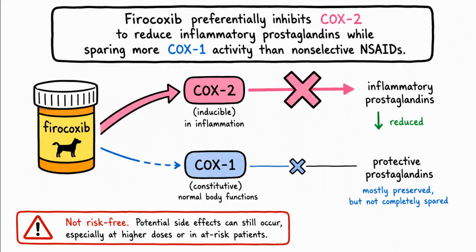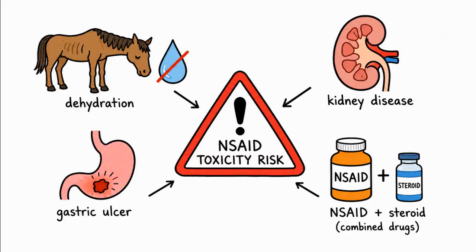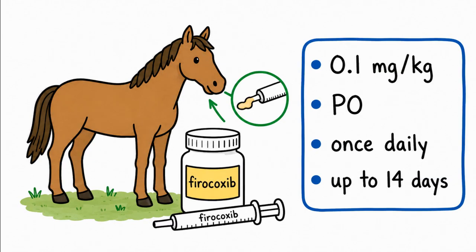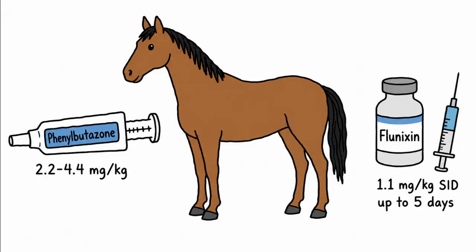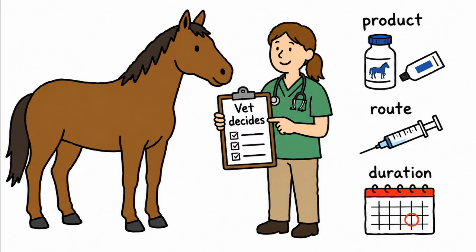Firocoxib preferentially inhibits COX-2, aiming to reduce inflammatory prostaglandins while sparing more COX-1 activity than non-selective NSAIDs, but it is not risk-free. Dehydration, kidney disease, gastric ulceration, and combining NSAIDs or corticosteroids increase toxicity. Firocoxib is labeled at 0.1 mg per kilogram orally once daily for up to 14 days. Phenylbutazone is commonly used at about 2.2 to 4.4 mg per kilogram, while flunixin is labeled near 1 mg per kilogram once daily for up to 5 days. A veterinarian must direct product choice, route, and duration.